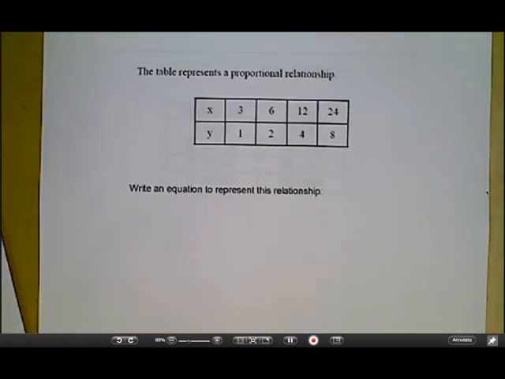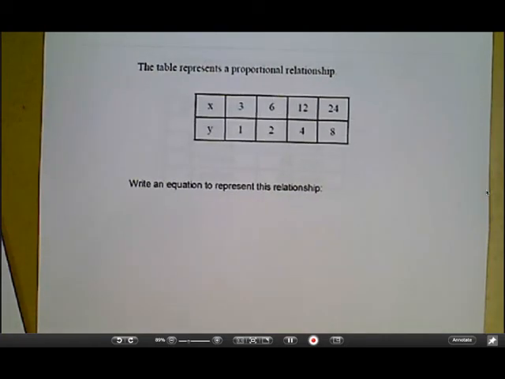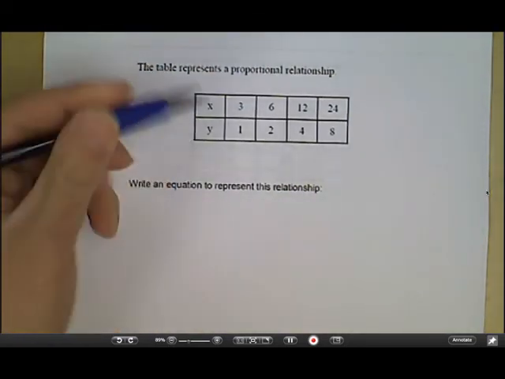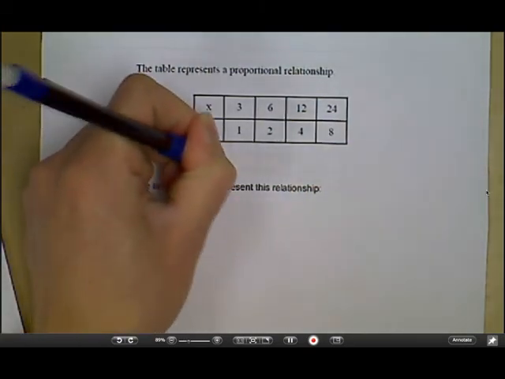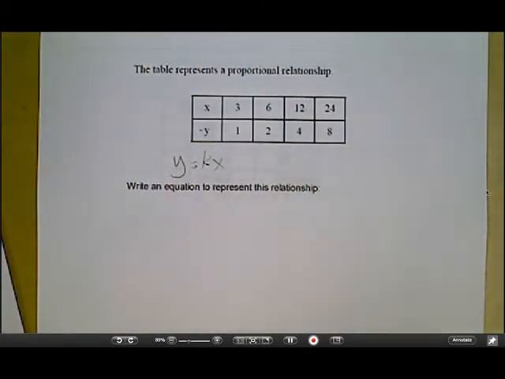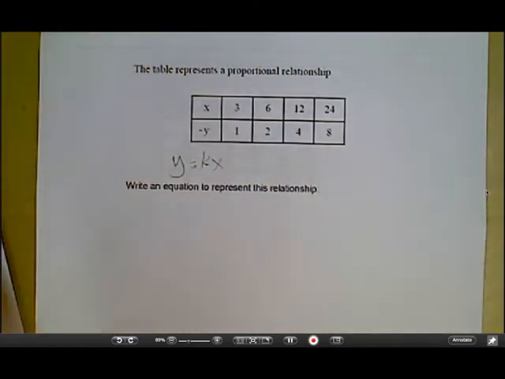The table represents a proportional relationship, so this one already tells you it is proportional. All we have to do is write an equation to represent it. So here's my x, here's my y. I'm going to write y is equal to kx. Remember, x and y are just arbitrary letters. You can make it d, you can make it t, you can make it any variable that they give you or you choose. You don't always have to use x and y. So now we need to find our rate of change, our same constant.